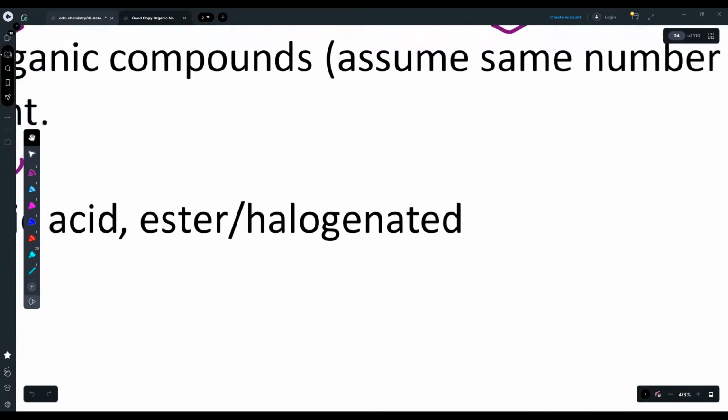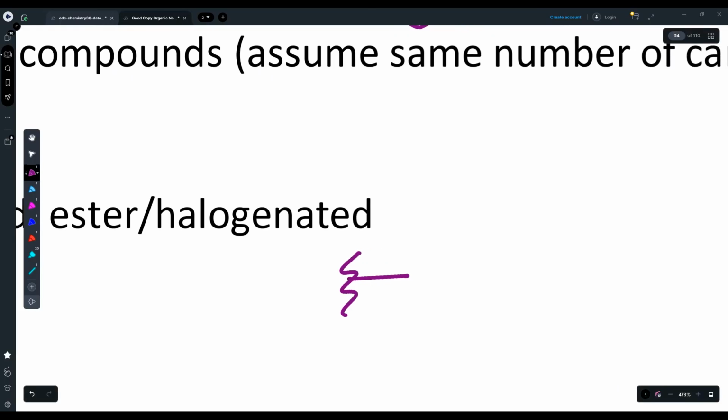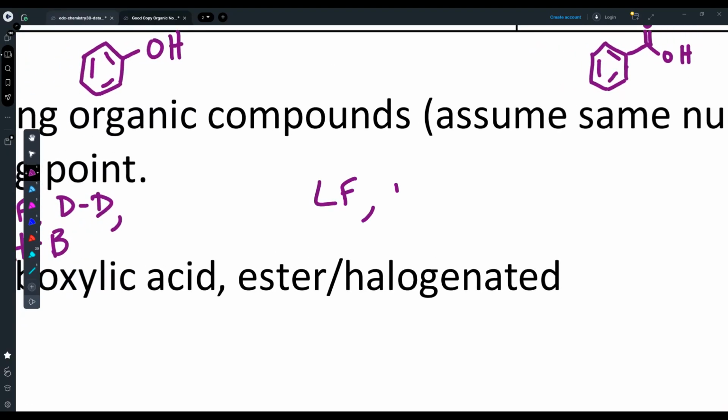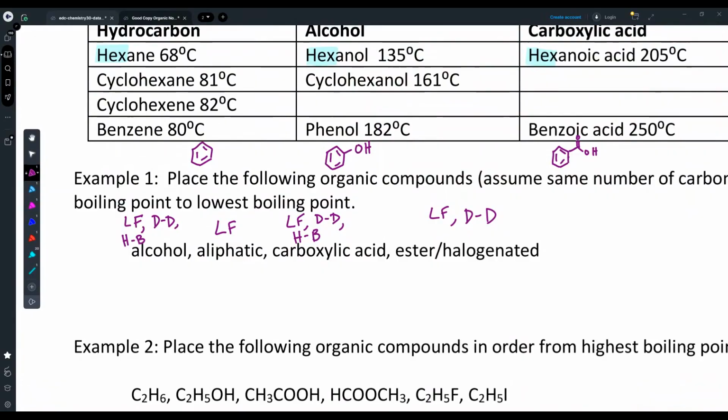And that's going to be the same situation for the halogenated hydrocarbons. So for these, you're just going to have some sort of carbon chain and some halogen. So it could be something like fluorine. Again, everything has London forces. This is going to have dipole-dipole attractions. However, because there isn't a hydrogen directly attached to this fluorine, you're not going to have those hydrogen bonding intermolecular forces present. So London forces, dipole-dipole.